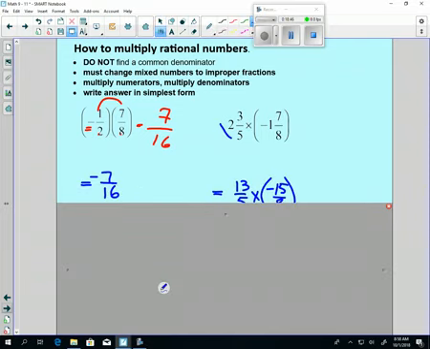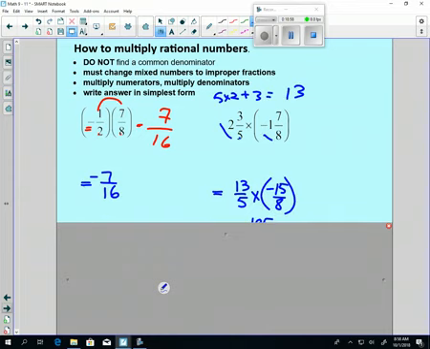Over here, we've got to change that to an improper fraction, so 5 times 2 is 10, plus 3 is going to be 13. So we have 13 over 5. Here we multiply 8 by 1, it's going to be 8 plus 7, it's going to be 15, but it's a negative, so minus 15 over 8.